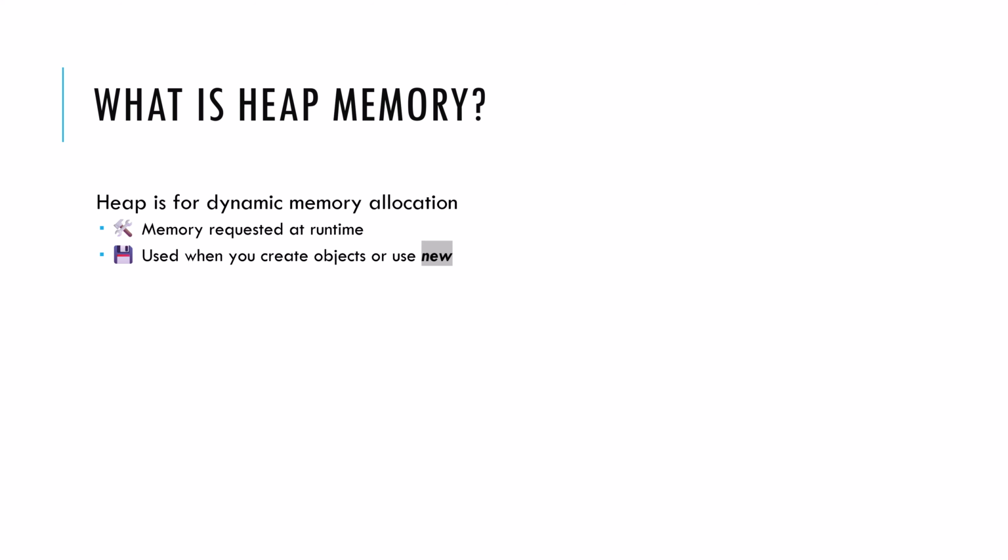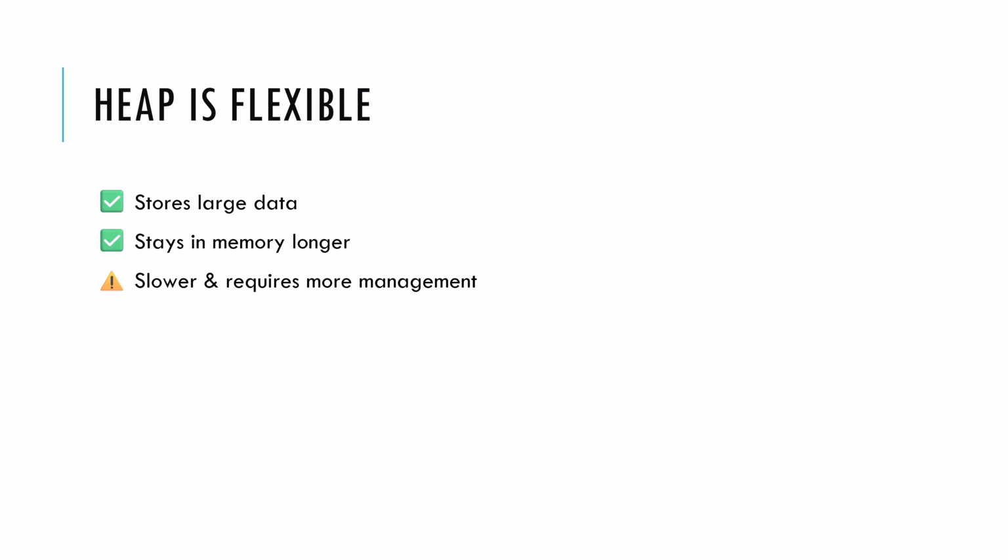Now, let's look at the heap. Heap memory is used for dynamic memory allocation, which means you can request memory at runtime. For example, when you create an object or use the new keyword in many programming languages, that memory is allocated from the heap. Unlike the stack, heap memory can store large amounts of data, and that data can stay in memory even after a function ends, until you manually delete it or the garbage collector removes it.